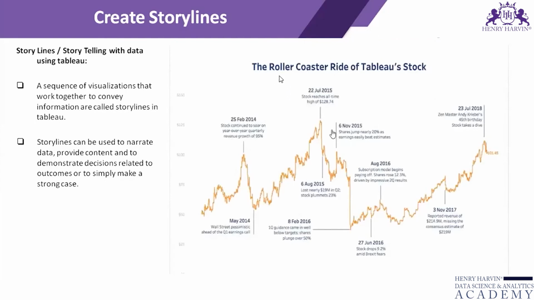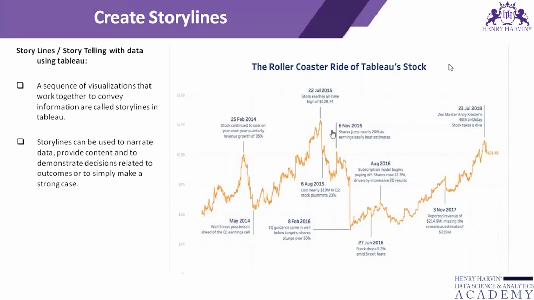This graph tells us how the stock prices of the Tableau company have moved in the last 4 years, from 14 to 18, and with each rise and fall we have a story to tell. If someone reads all these ups and downs and these stories, they'll be able to make out the performance of this company's stock. This is known as storytelling using data. Here, using graphs and visualizations, we are doing storytelling.